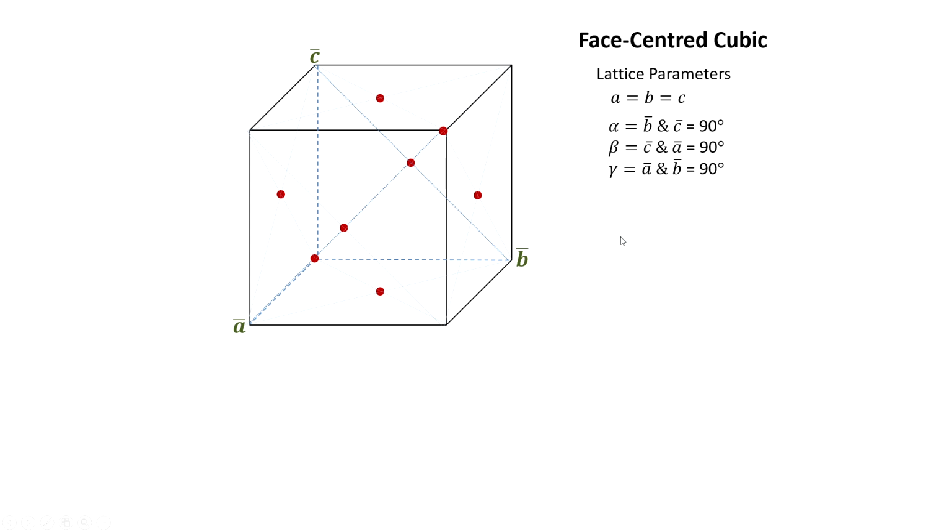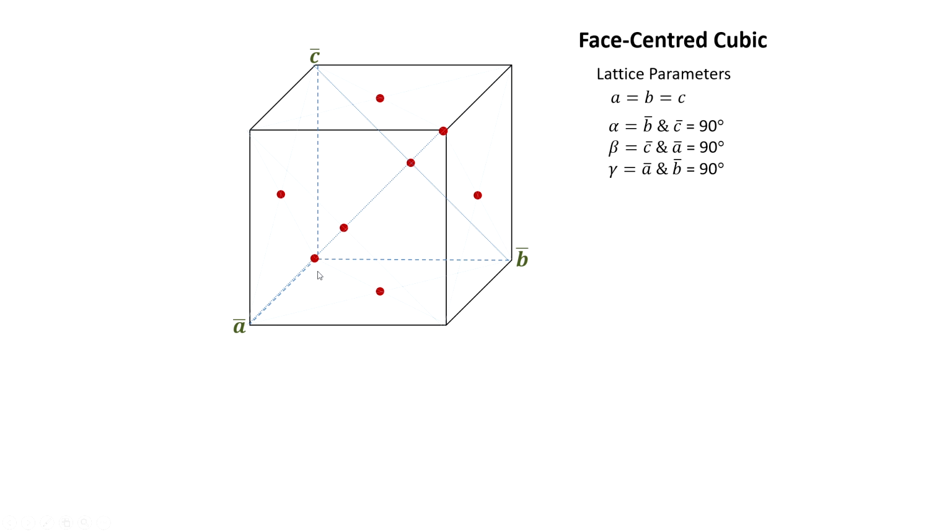Let us look at this face centered cubic lattice, lattice parameters all equal, all angles 90 degrees, with the unit cell described by the vectors A, B and C. Now, I have drawn some of the lattice points here. I have drawn only two of the corner lattice points, leaving the others blank to avoid confusion, but I have put all 6 lattice points on the centers of the 6 faces.